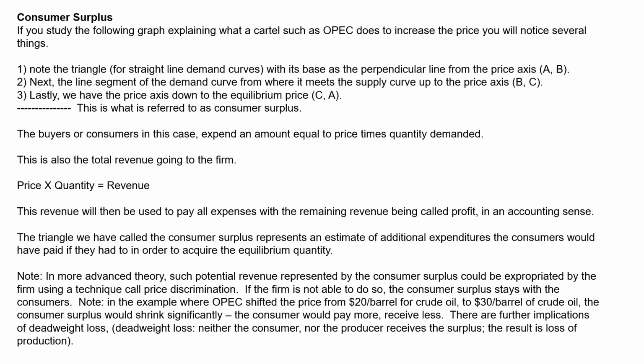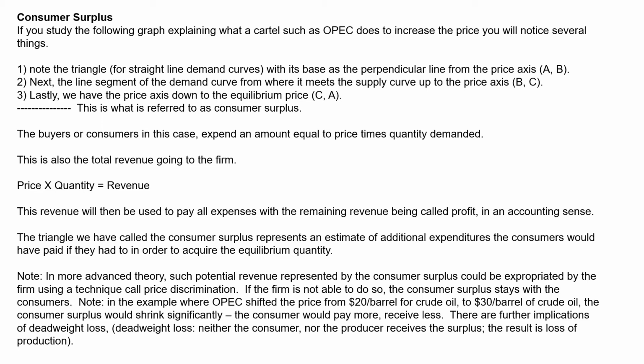So here we are moving on to consumer surplus. Again, if you study the following graph, and we'll be showing that shortly, we're looking at a typical graph that would be associated with something like OPEC, the oil producing exporting countries, and the impact that they have upon oil prices, crude oil prices in particular, oil that's being pumped out of the ground. Okay, so first we'll note the triangle for the straight line demand curve, we're just using that for example's sake, if you will.